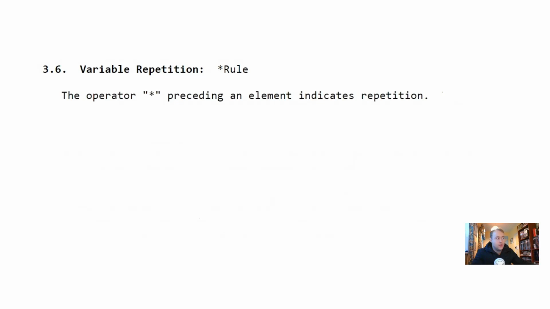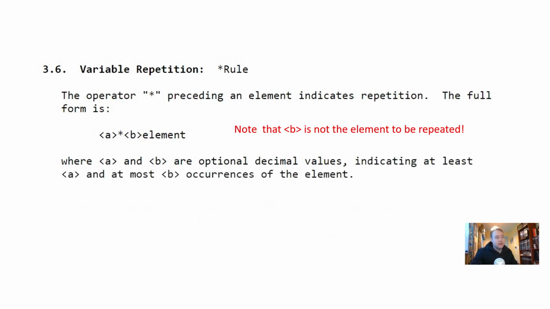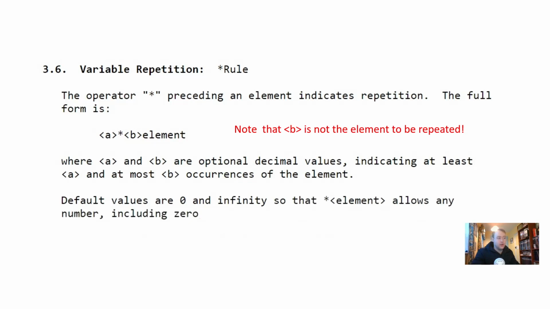Asterisk rule. The operator asterisk just before an element indicates repetition. The full form is A asterisk B element. B is the element to be repeated. You've got an asterisk and you can put a number before it and a number after it. A and B are optional decimal values, indicating at least A and at most B occurrences of the element. And the default values are 0 and infinity.